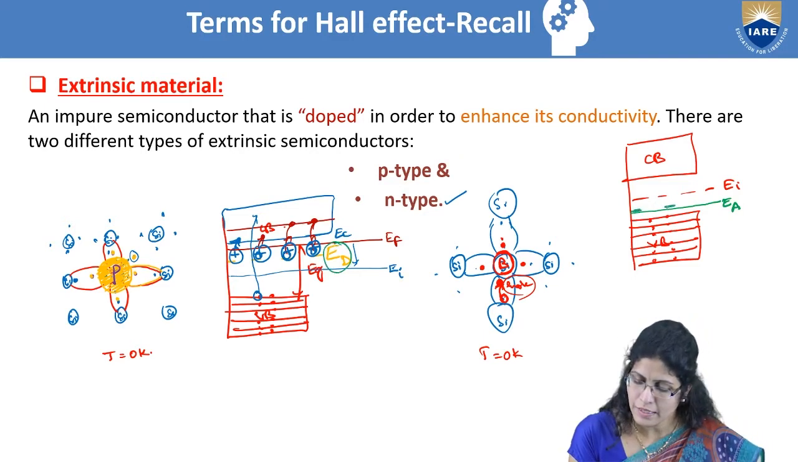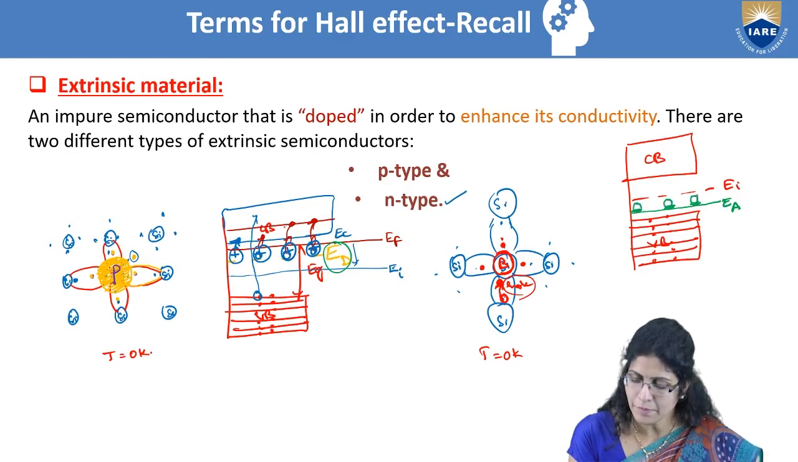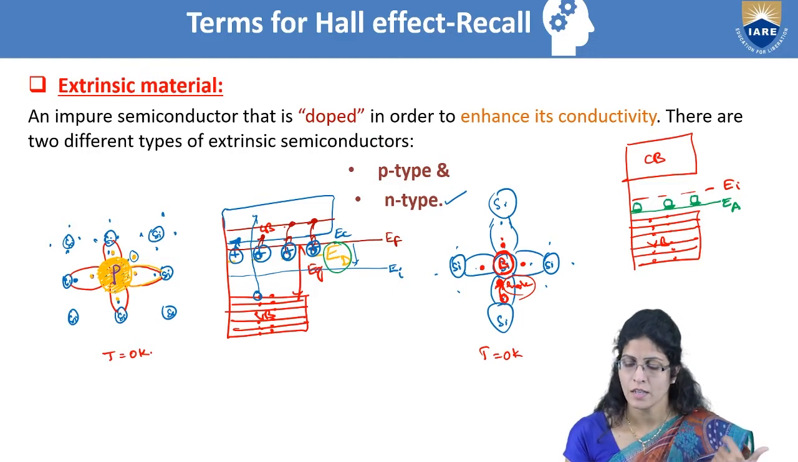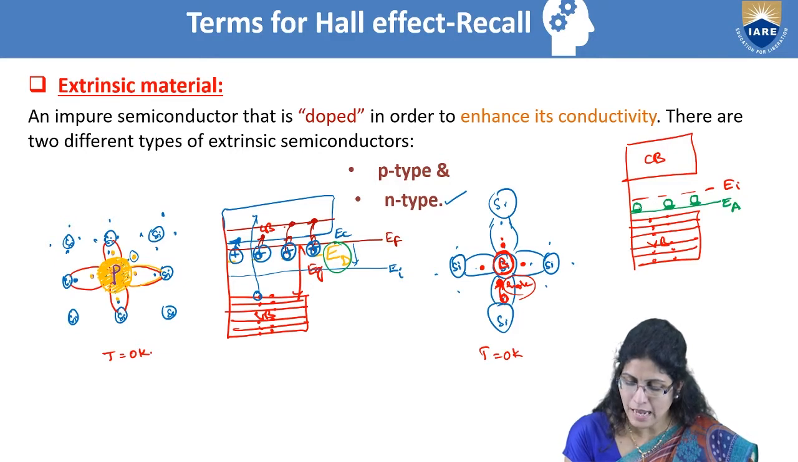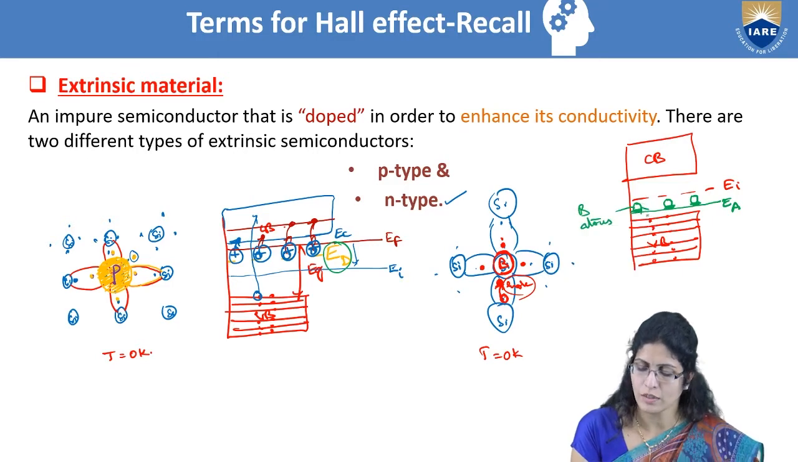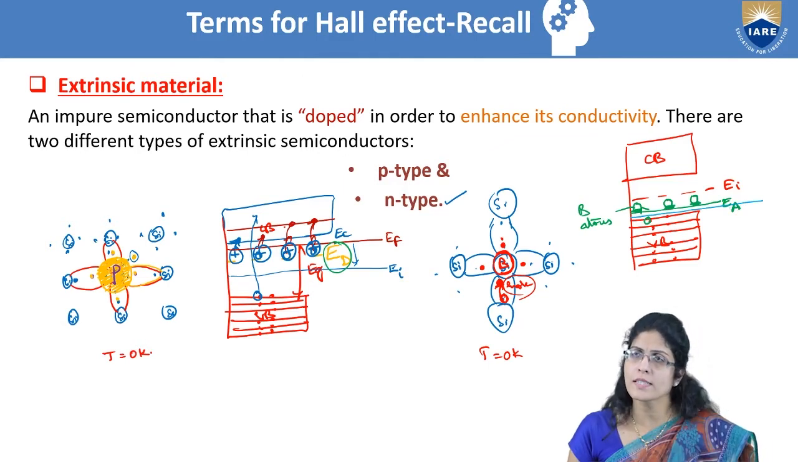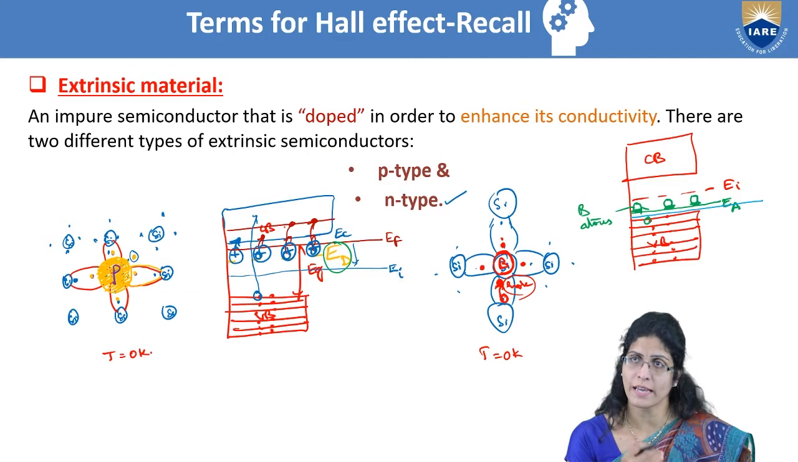So here maybe let me take 3. Consider 3 boron atoms. So now as you start raising the temperature, what will happen? This boron atom is having a vacant site, and this vacant site will be attracted by this electron, and here comes the hole. So now when this transition is happening, the Fermi level will be there between, and this Fermi level will slowly shift towards the valence band because the electrons are transmitting through the valence band.